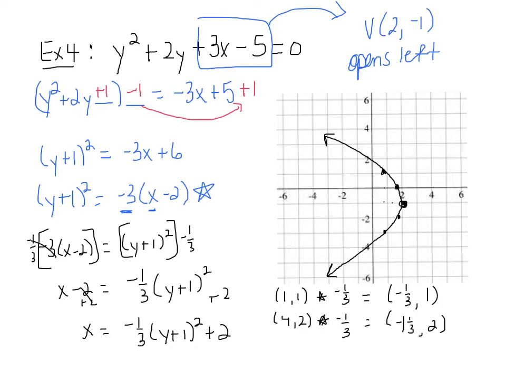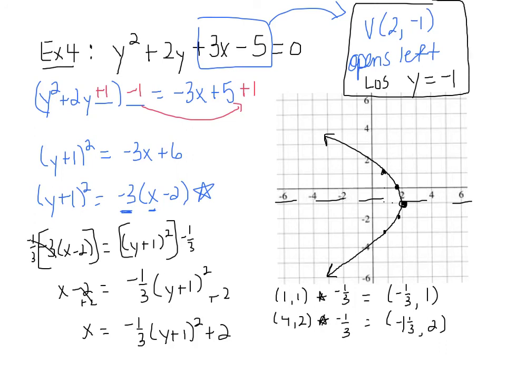And our line of symmetry would be a horizontal line going through the vertex. And so it would be y equals -1. How about this? On the whisk, why don't you write down what the line of symmetry is for example 3, since I did not do that.